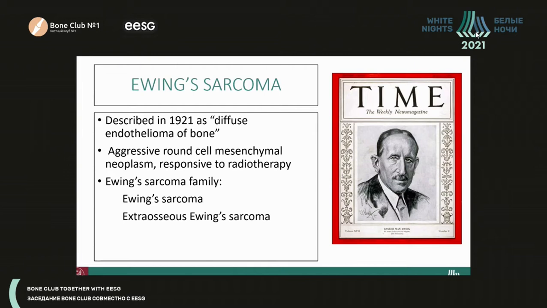So, we all know that Ewing sarcoma was firstly described in 1921 by Dr. James Ewing, and initially it was called diffuse endothelioma of the bone, since the cells look like endothelial cells of vessels of the bone. Dr. James Ewing, in fact, understood that there was this new neoplasia different from osteosarcoma, because it was responsive to radiotherapy, but it was really an aggressive neoplasia.